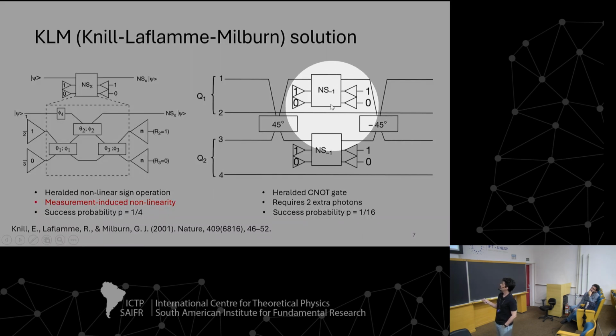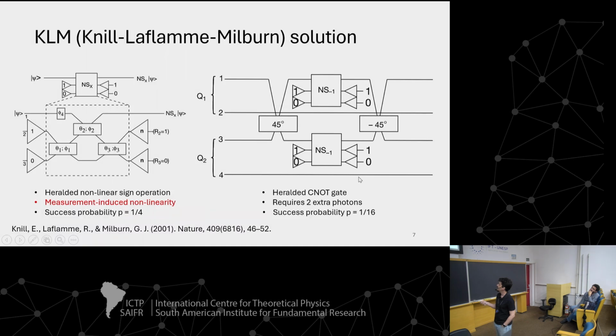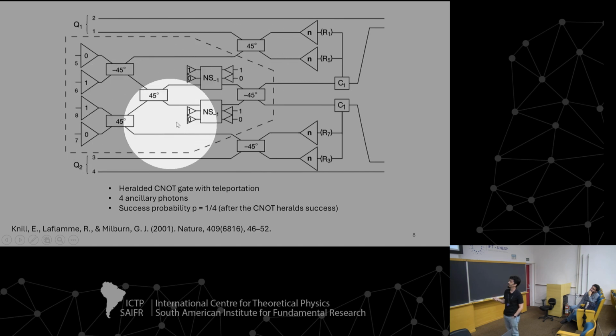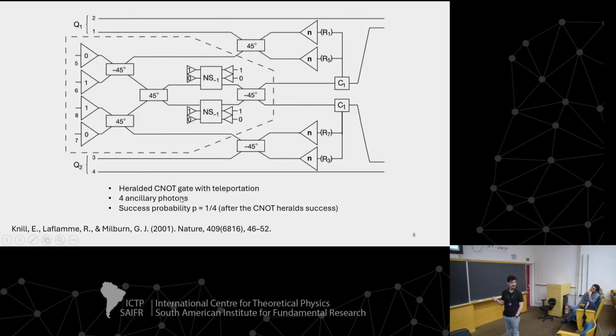But this is what the CNOT looks like, okay? And it's heralded, you know when it works. And this is important, because then you can put the CNOT gate inside a more complex circuit. The CNOT gate is here, and this part will do a quantum teleportation. The CNOT gate fails a lot of the time. It only works 1 out of 16 times, but you know when it works. And when it works, you can trigger the quantum teleportation and you can teleport the correct output out. Okay, so that's the basic idea.